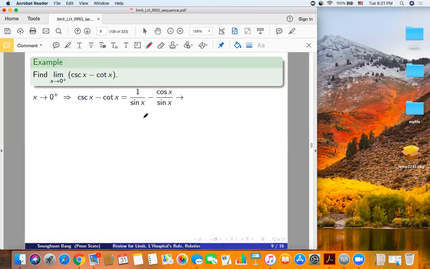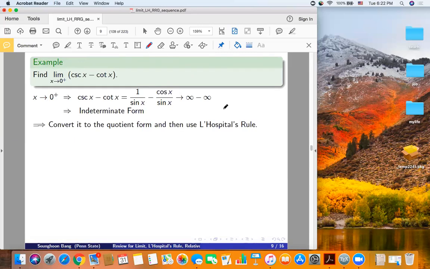So what happens here? What's the graph of sine? The graph of sine of x is like this. As the x value approaches 0 from the right, the sine function is above the x-axis, so sine is positive and 1 over sine is positive infinity. Here it is the same. You plug 0 into the cosine, and the cosine of 0 is positive 1. So we have positive infinity minus positive infinity. How can we solve this?